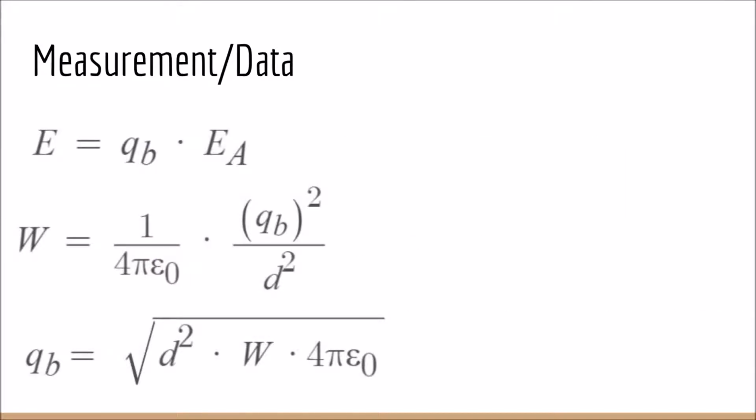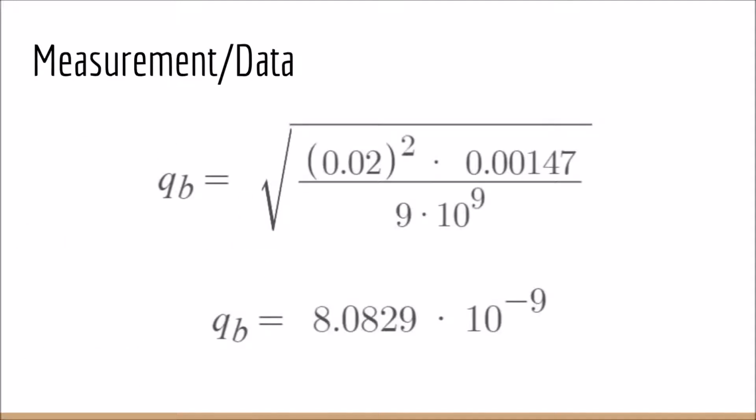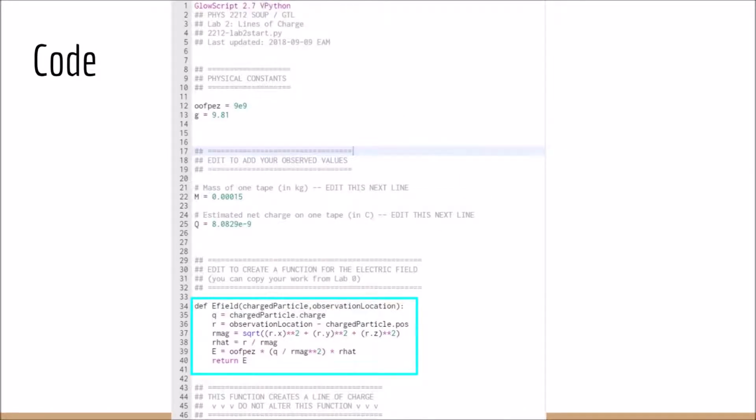Here, again with the point charge approach, we know that the two point charges, the top tape and the bottom tape, are equal. So we have W equals 1 over 4 pi epsilon naught times the charge on the tapes squared divided by the distance squared. What we get is 8.0829 times 10 to the negative 9 newtons.